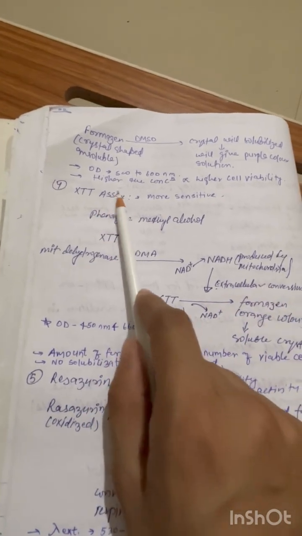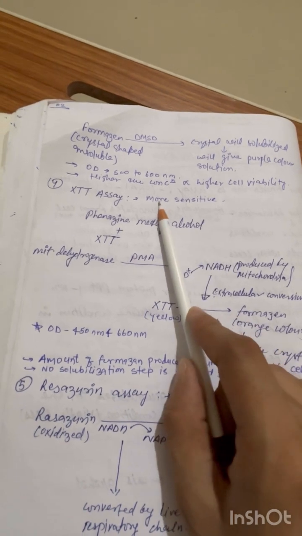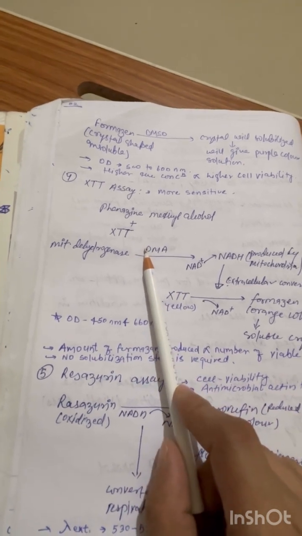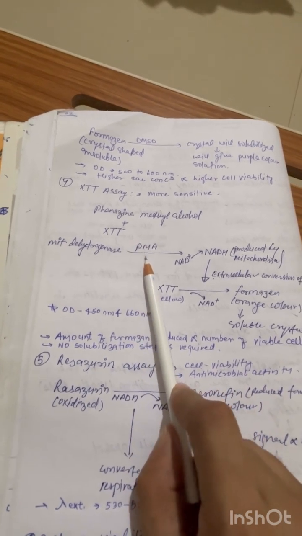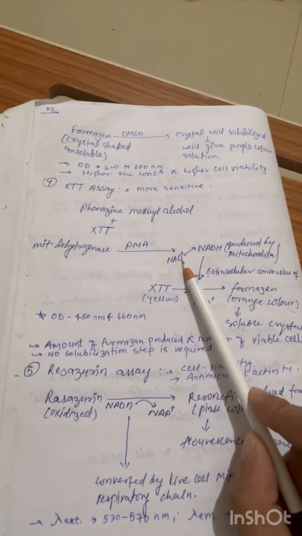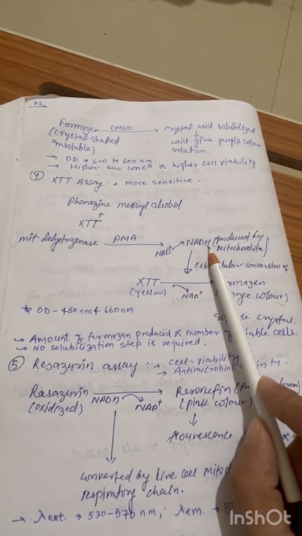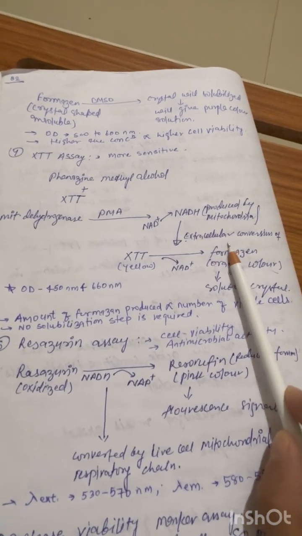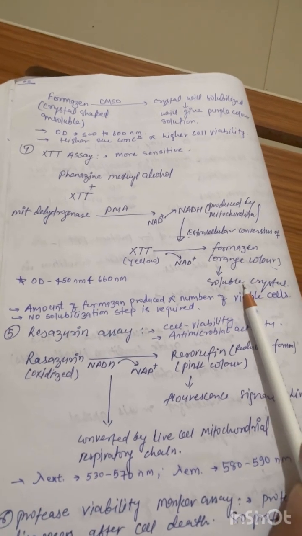Next is the XTT assay. It is an alternate assay to the MTT assay. It is said that it is more sensitive than the MTT assay. What will happen when phenazine methosulfate and XTT are incubated with cells? In the presence of phenazine methosulfate, mitochondrial dehydrogenase will convert the oxidized NADP into NADPH, and next this reduced NADPH will convert extracellular XTT into formazan, which will be orange in color, and this is soluble.